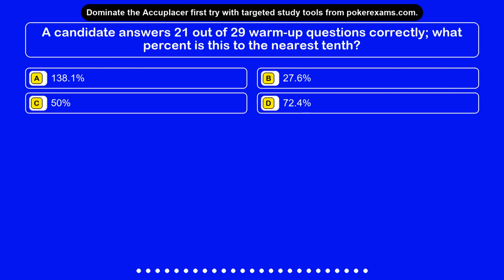Question 4. A candidate answers 21 out of 29 warm-up questions correctly. What percent is this to the nearest tenth? Option A, 138.1%. Option B, 27.6%. Option C, 50%. Option D, 72.4%.